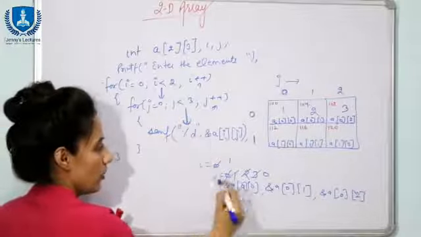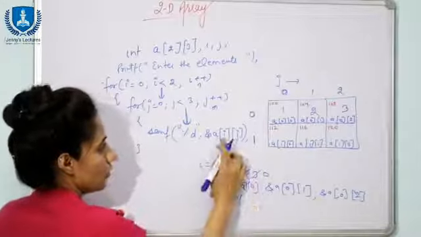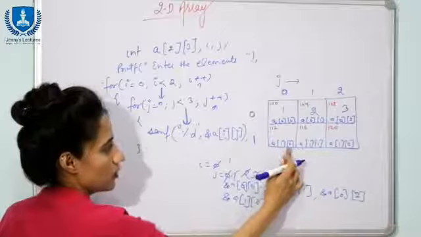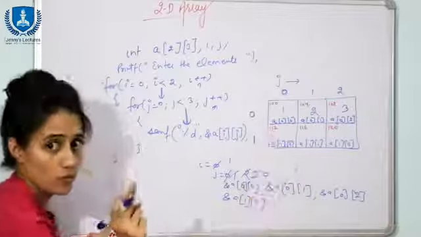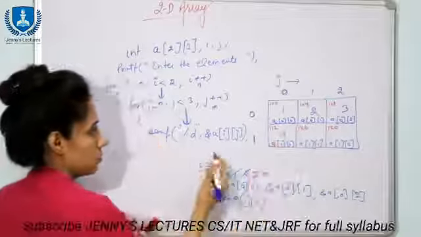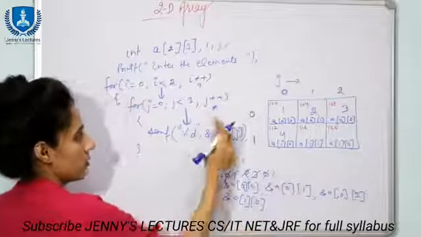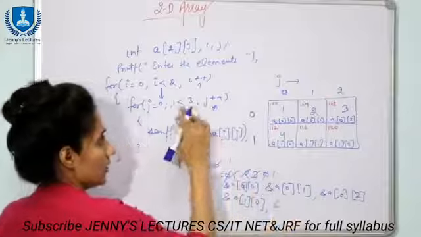Now where is the value to be stored? Address of a, now i value is 1 and j value is 0, address would be 112. Here the value is to be stored. Now after that again j plus plus, now j becomes 1. Now 1 is less than 3, yes.